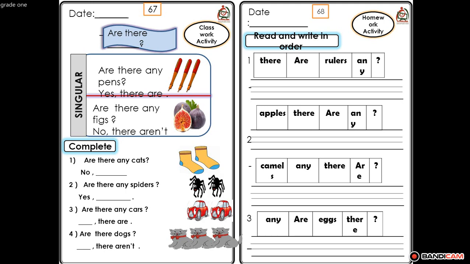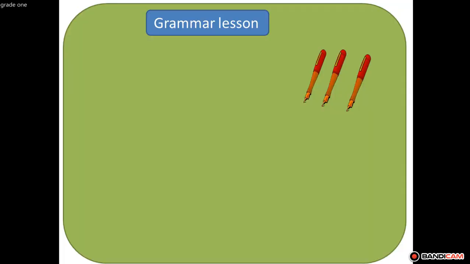So, let's read. Are there any pens? Yes, there are. Are there any figs? No, there aren't. So now, let's find more about our grammar lesson.